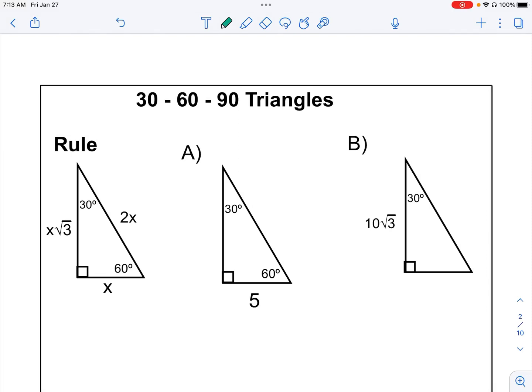Welcome everybody. Today we're going to be looking at 6.7, area of regular polygons. To start us off though, I think 30, 60, 90 triangles are going to be really helpful.